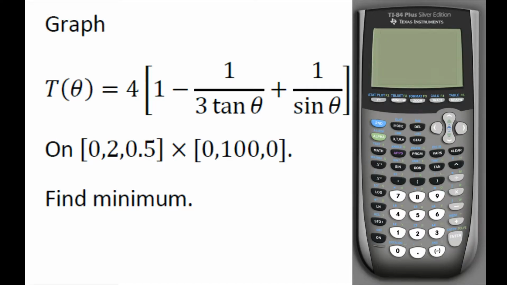Alright, we are asked to graph this function on the interval. Pretty much this is the x values and here's the y values. We need to set up a few things in the calculator. So first, it has to be in the radian mode.